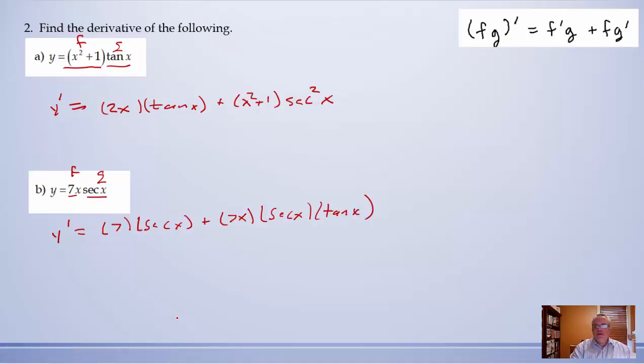All right, I'm going to leave it like that. There's not much we can do with it. I could get rid of the parentheses. We really don't need all those. So 7 times secant of x plus 7x secant of x tangent of x. It's a little bit nicer. I put the parentheses just to emphasize what I was doing with the product rule.